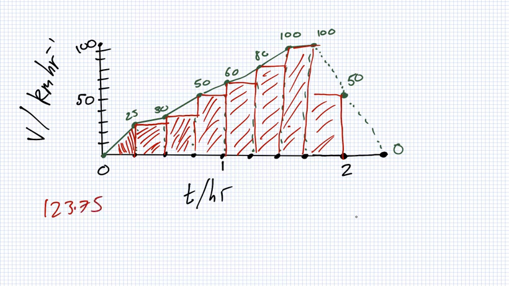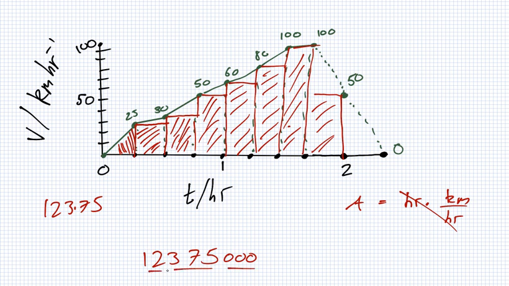123.75, and the units. So we had the area will be in units of hours by kilometers per hour. So that's going to be in kilometers, and I want it in meters. So just multiplying by 1,000. 123,750,000. Yeah, okay. 12.3 million meters.